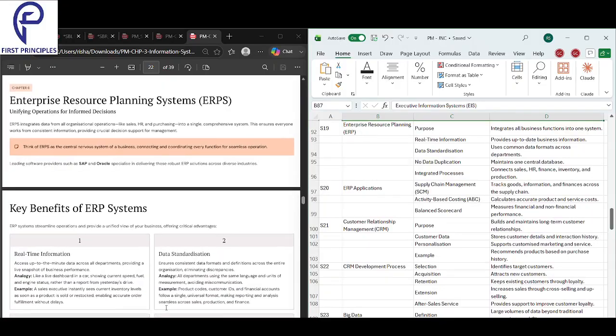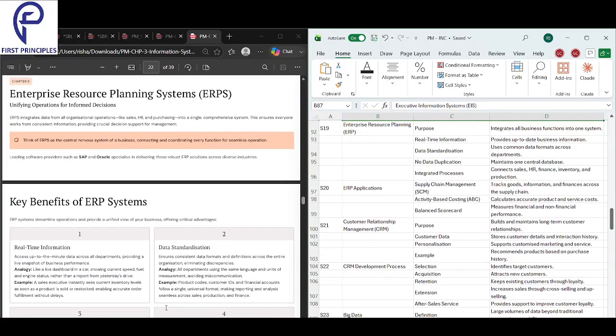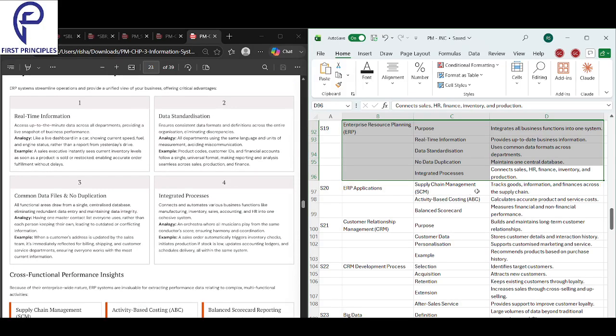Now we'll start with ERPs, enterprise resource planning systems. This is a commonly used system. Let's focus on this and what exactly it consists of. It integrates all the business functions into one system, right? It gives you real-time information and it standardizes all the data. You can see here all these key benefits have been summarized. Firstly, the biggest purpose: it integrates all your business functions into one system, like all your attendance, all your marks, all your assignments, everything together in one place will give you all the information about you.